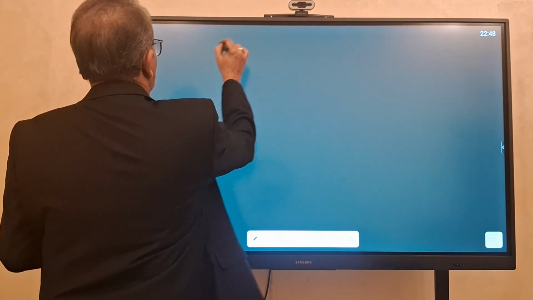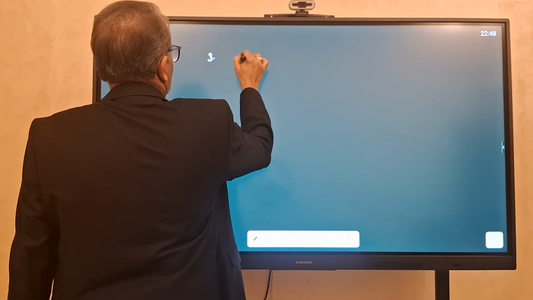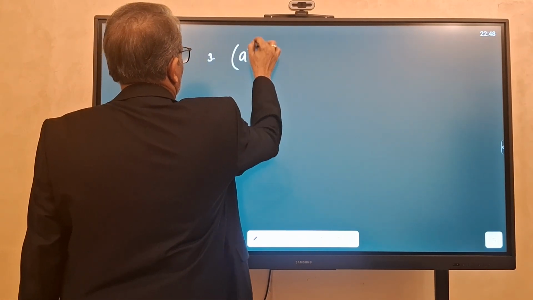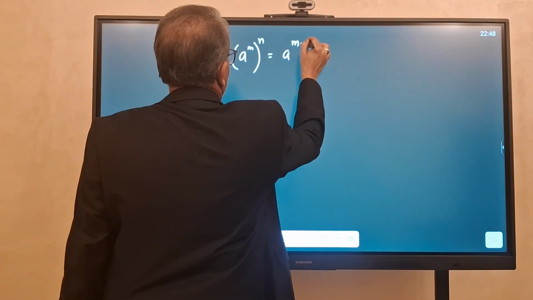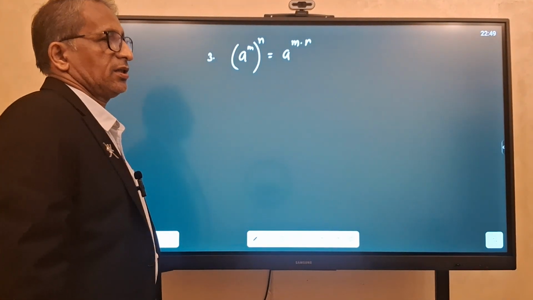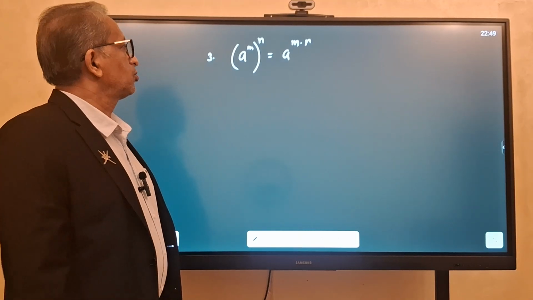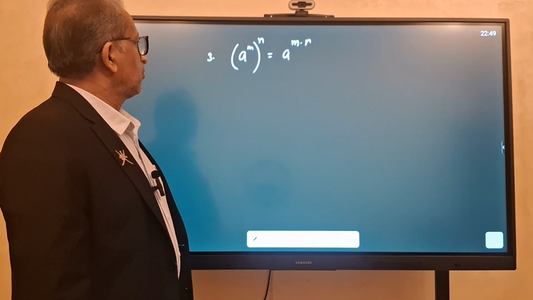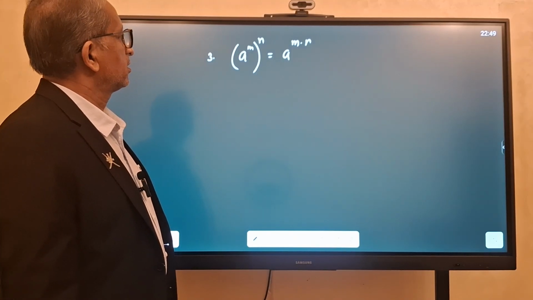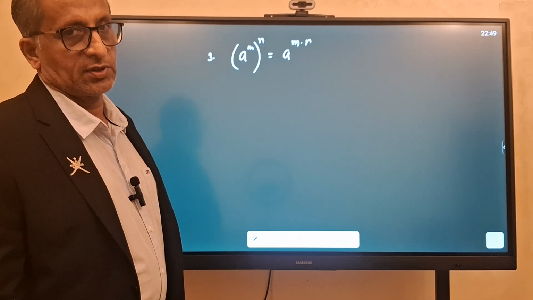Coming to the next law, number 3. (a power m) power n is a power m dot n; multiply the powers. So here we have one base a, but two powers m and n. If I want to simplify this, the law says that you have to multiply the powers.